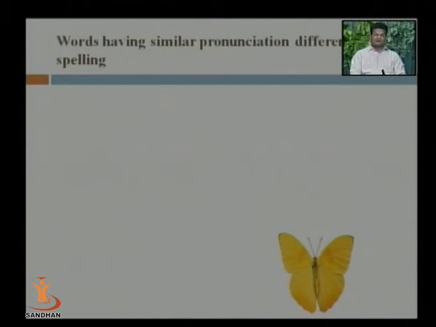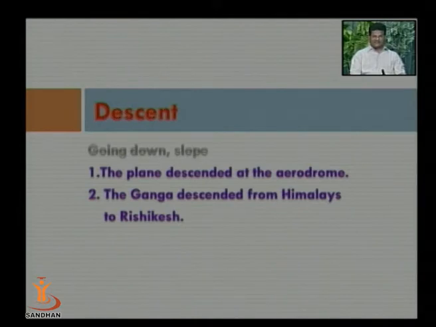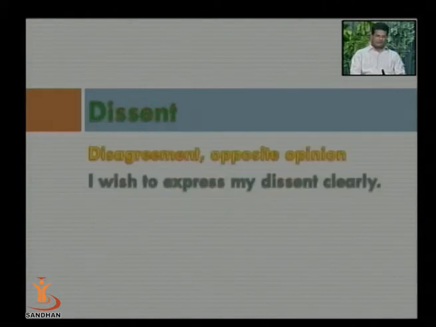We'll see a few of them minutely. First is descent, going down. The plane descended off the aerodrome. The Ganga descended from Himalayas to Rishikesh. Now descend means to go down or come down on a slope. Now this is the descent.